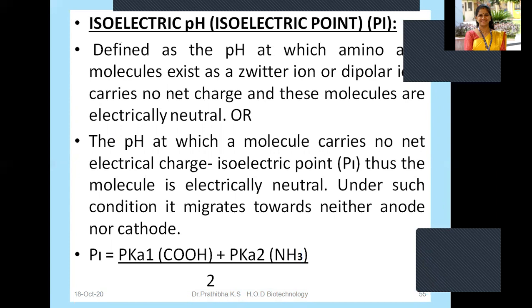Let us understand again the definition of isoelectric pH or isoelectric point. This can be defined as the pH at which amino acid molecules exist as a Zwitter ion or dipolar ion, and this carries no net charge and these molecules are electrically neutral. Or you can give this definition also: the pH at which a molecule carries no net electrical charge is the isoelectric point. Thus, the molecule is electrically neutral. Under such condition, it migrates towards neither anode nor cathode.